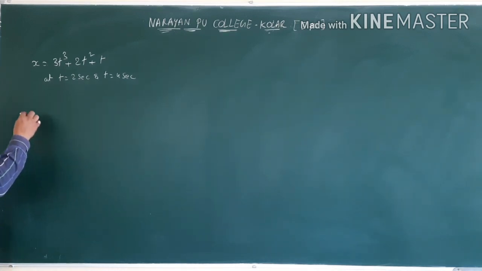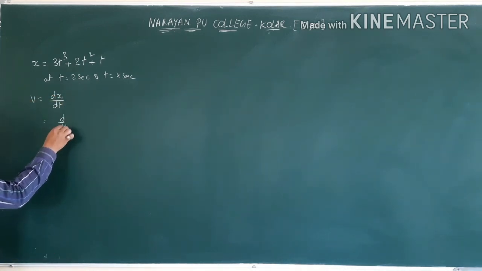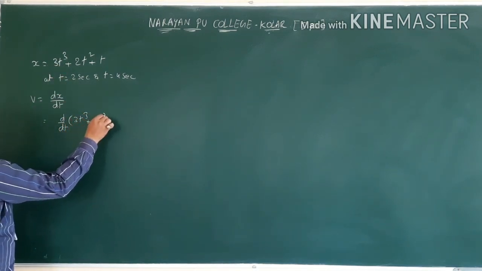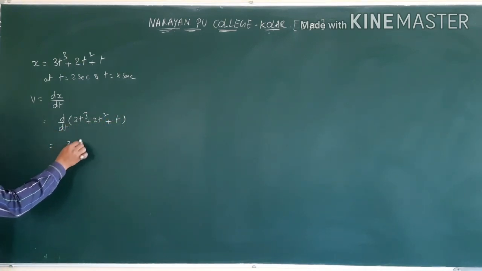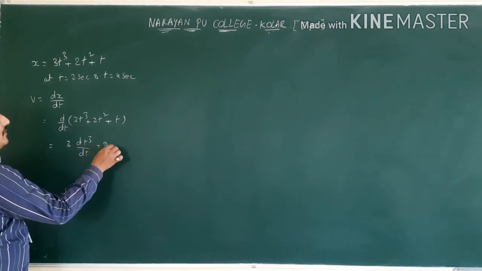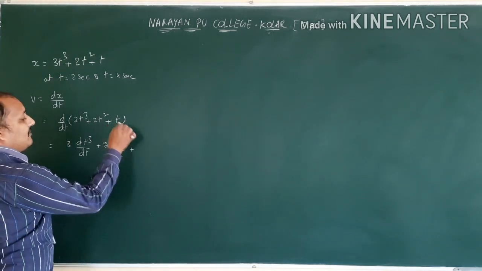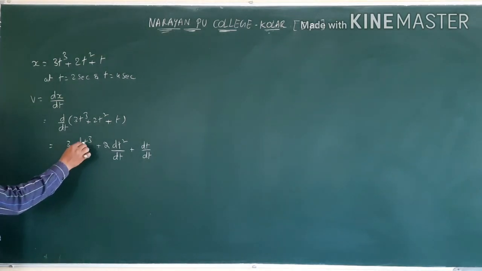Therefore, first we will see velocity. Velocity or speed, v is equal to dx by dt. d by dt of x, they gave 3t cube plus 2t square plus t. Expand this one. So 3 d(t cube) by dt, just 3 constant I am writing outside. Next here 2 constant, 2 d(t square) by dt plus here 1 is there, dt by dt. Apply this formula.